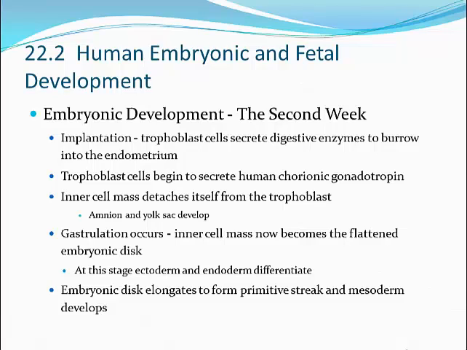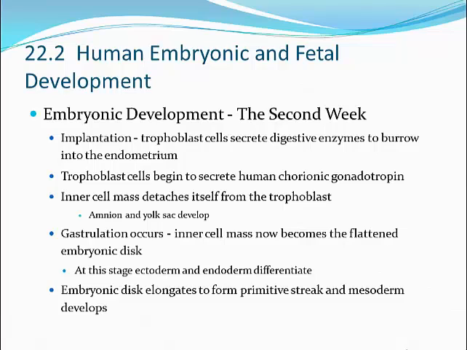The embryo is now about the size of a period at the end of a sentence, at the beginning of the second week. Implantation occurs. Trophoblast cells secrete a digestive enzyme to burrow into the endometrium, or the lining of the uterus. The trophoblast cells also begin to secrete human chorionic gonadotropin, or HCG. HCG is the basis of the pregnancy test and serves to maintain the corpus luteum past the time it normally disintegrates. This maintains the endometrium and menstruation does not occur.